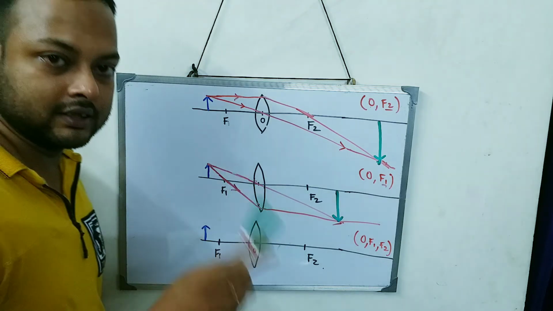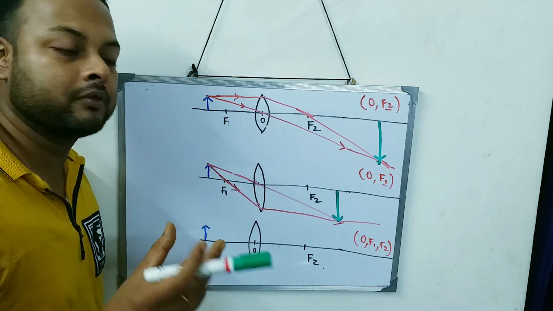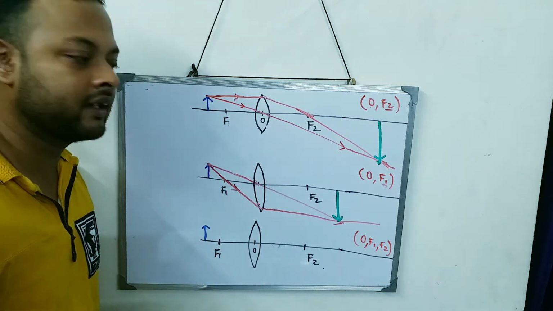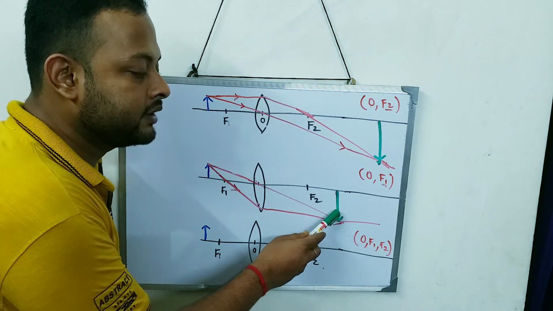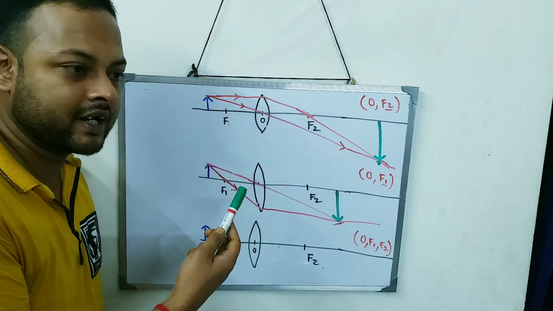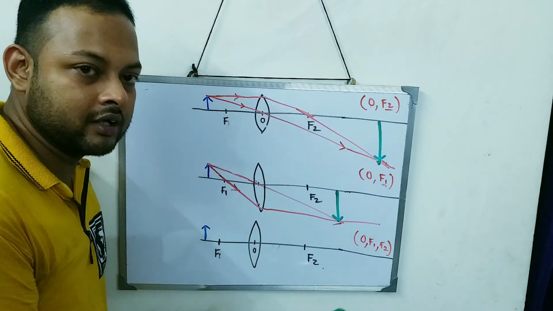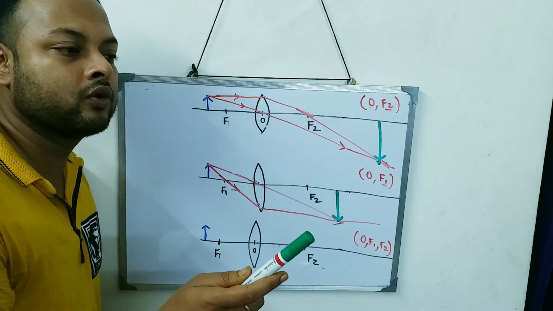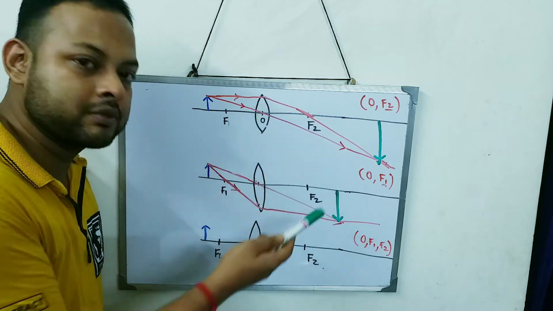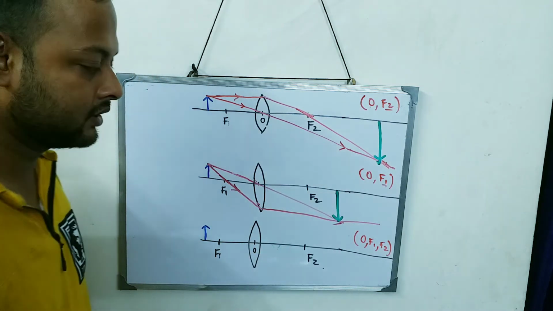If you take exact distances and scale and everything, this image will form at the same place. But since this is a rough diagram, it is not coming in the exact places. In my notes, these diagrams are drawn, and you can see both diagrams come in the same place.